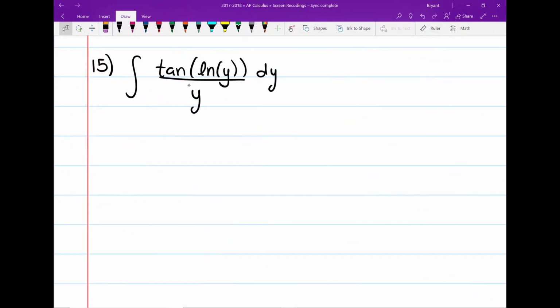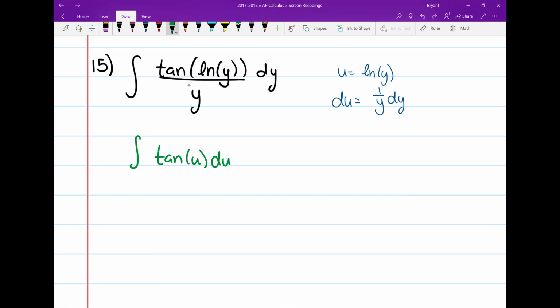Now for number 15. Tangent of ln of y all divided by y. I'm going to let u equal ln of y. So then du is equal to 1 over y dy. So this is going to become the integral of tangent of u du. And the integral of tangent is negative ln cosine of u plus c. And then I plug the u back and I get ln of cosine of ln of y plus c.